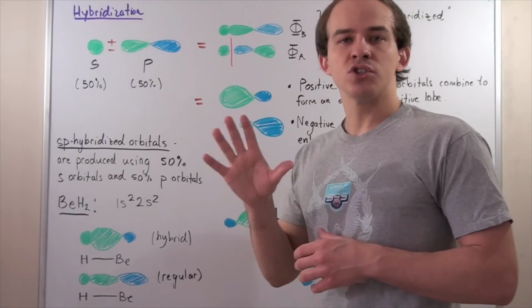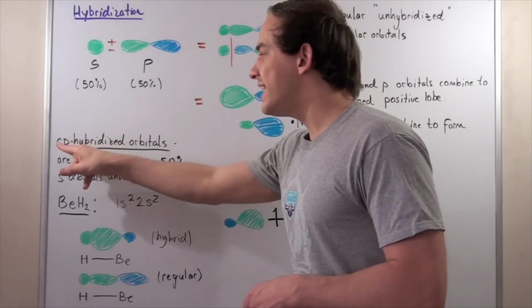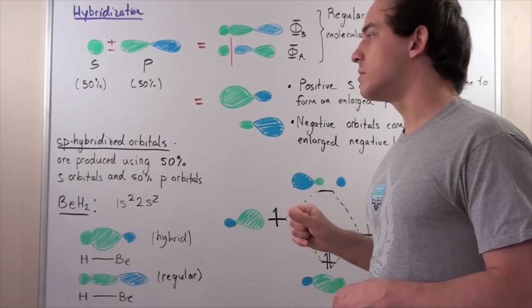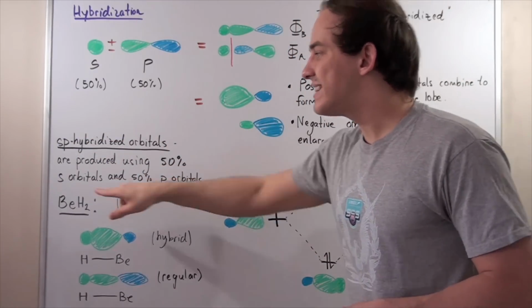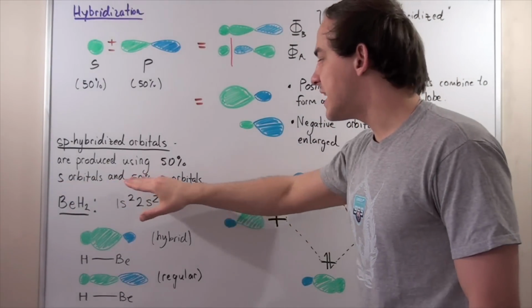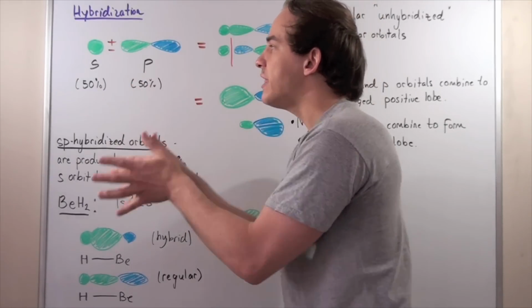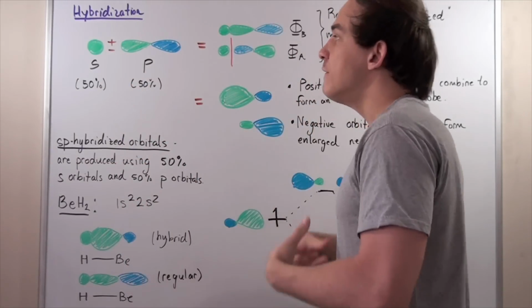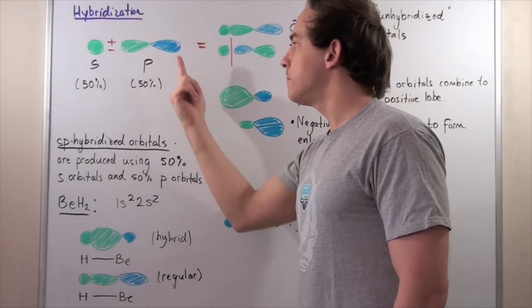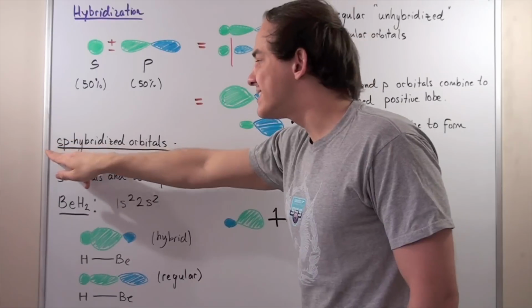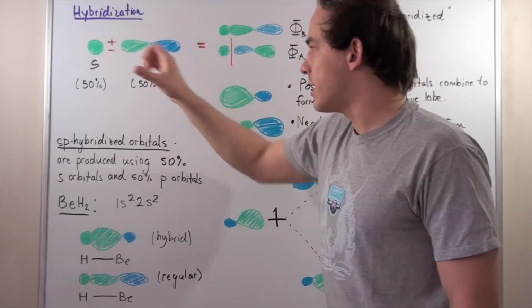Now, in this lecture, we're going to only talk about sp hybridized orbitals. In future lectures, we're also going to talk about sp2 and sp3 hybridized orbitals. So what is an sp hybridized orbital? Well, this is simply an orbital produced using 50% s orbital and 50% p orbital. In other words, when we're combining our orbitals within that given atom, 50% comes from s and 50% comes from p. And this is known as an sp hybridized orbital. That's exactly what we have in this situation here.